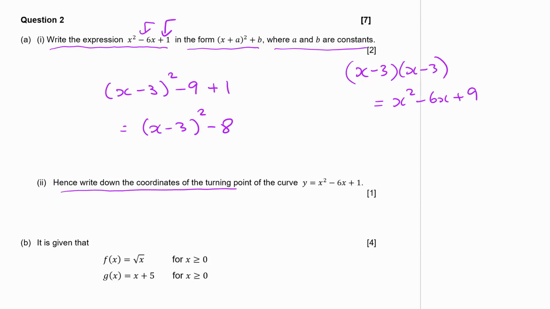Hence write down the coordinates of the turning point of that graph. Well, we can read from here that the x-coordinate will be 3 and the y-coordinate would be negative 8.